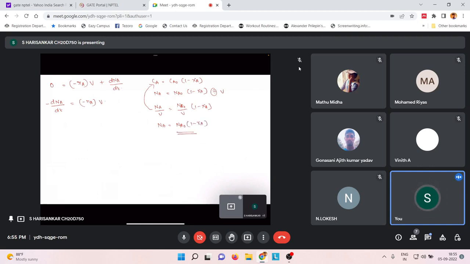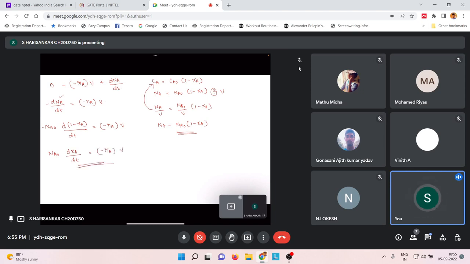Just put this Na equal to Na0 into 1 minus Xa in this dNa term. Na0 is constant, so minus Na0 d(1 minus Xa)/dt is equal to minus Ra into V. Okay, so just do the differentiation here. It will be Na0 into dXa/dt is equal to minus Ra into V.